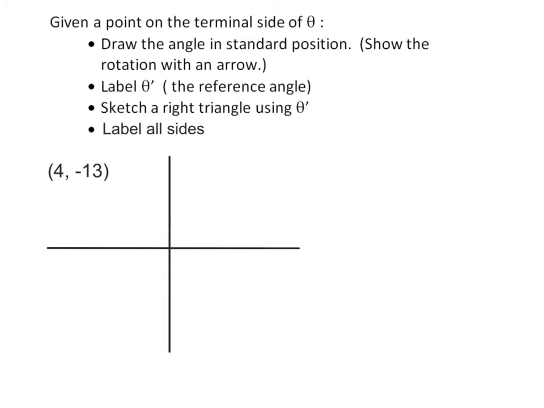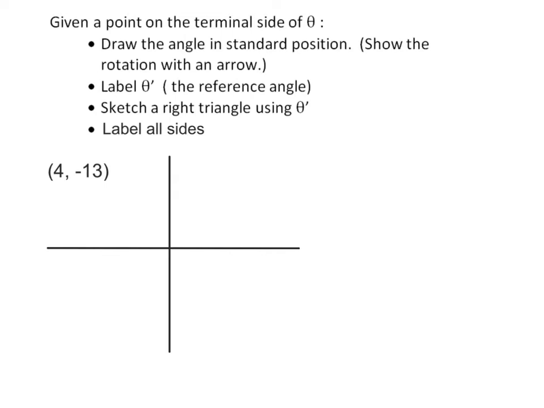So for the first example, these are the directions we're going to follow. The next example is a little different, so make sure you follow through to the third slide. Given a point on the terminal side of theta, so here is the point that we're given, draw the angle in standard position and show that rotation with an arrow. Then we're going to label theta prime, the reference angle, of course, and then we're going to sketch a right triangle using theta prime, and then we're going to label all the sides with their lengths. Well, not really with their lengths. I'm going to talk more about that as we go.